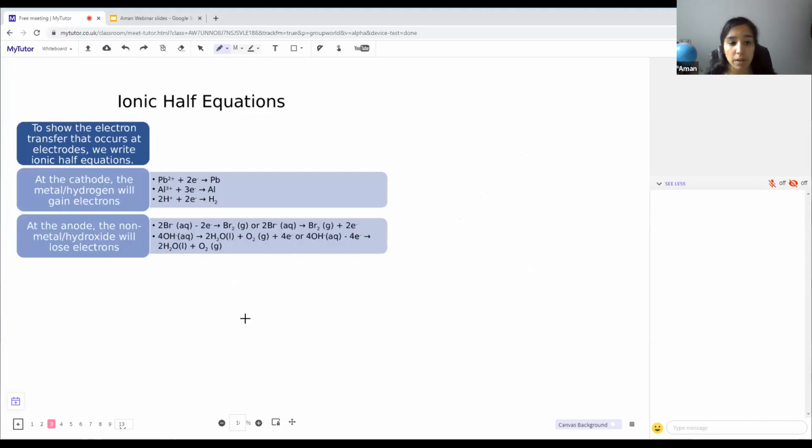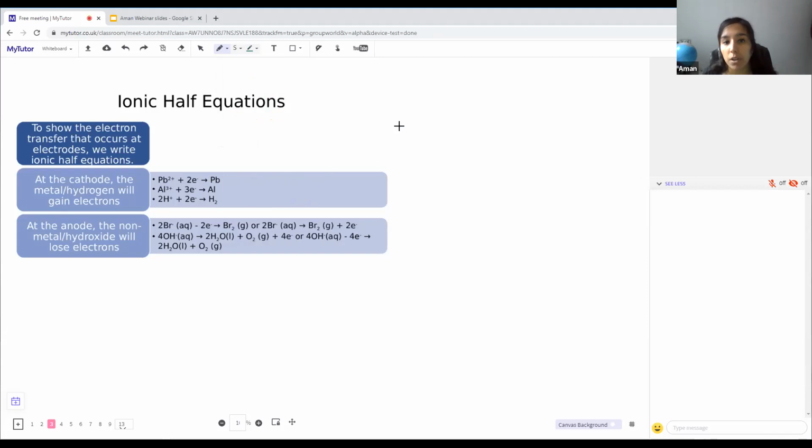Okay, so this is what we didn't manage to cover last week. What I want to talk about today is how we make these half equations. It is a higher tier topic, so it's not a core topic. So first of all then, let's look at the cathode and what happens at the cathode.